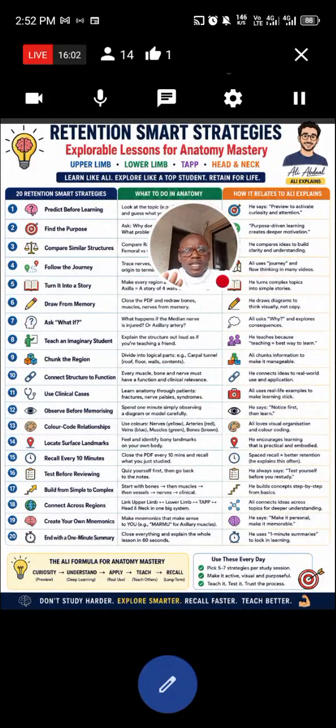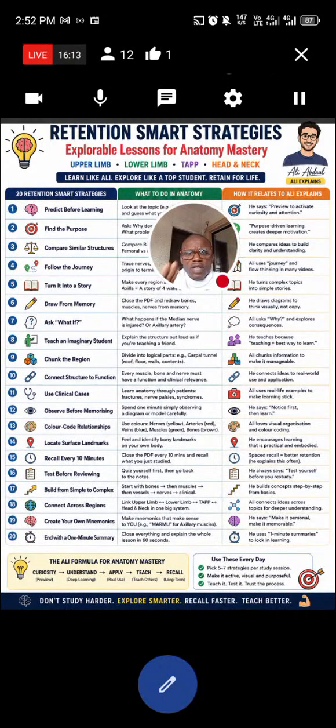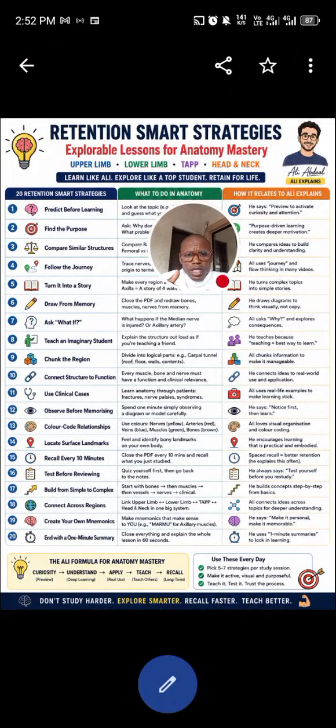This is a wonderful retentive smart strategy that can help you if you're having an exam in the next 1 week, the next 3 days, the next 2 weeks, the next 1 month, the next one semester, whatever is the case. You are through. Just give me 5 seconds and I'll bring you into what we have for upper and lower limb, for tab, and for head and neck.